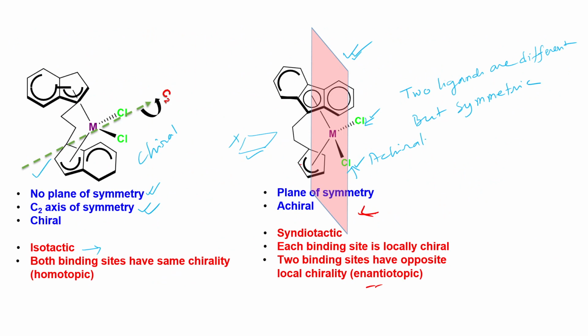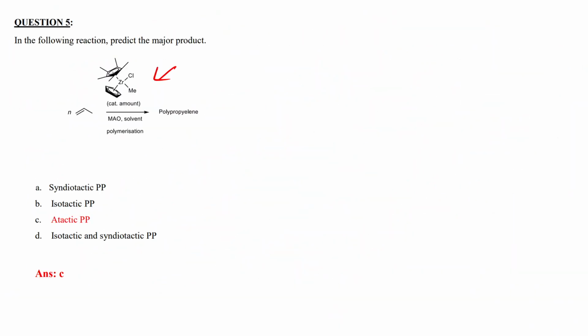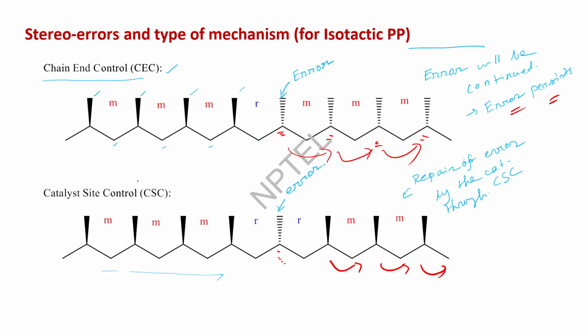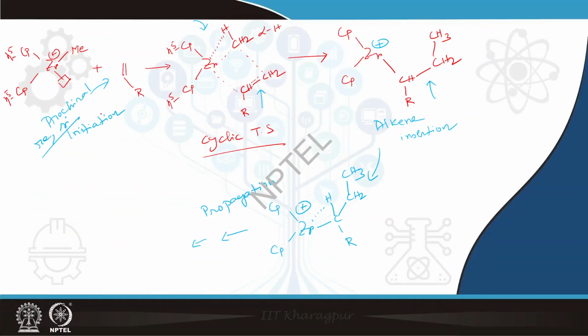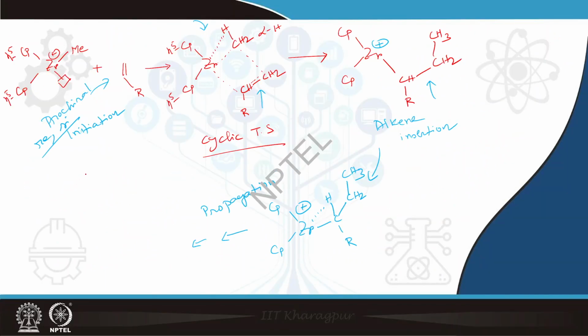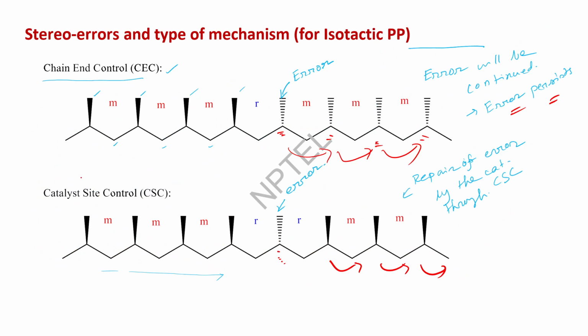Now coming to our question, what is asked. It is a meso compound because mesochiral, but this exchange can happen, so it is not chiral. So here you end up with the chain-end control mechanism, CEC. The things are like CEC or CSC. So this is CEC. So you are obviously going to end up with that. Fine. Now coming to the next question.